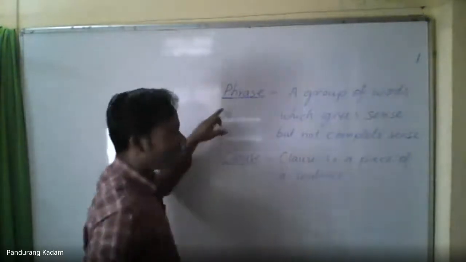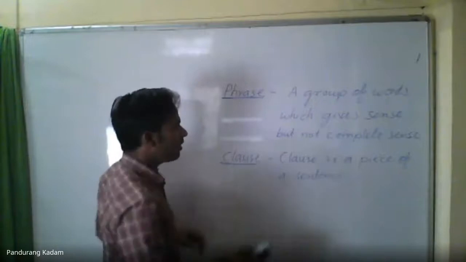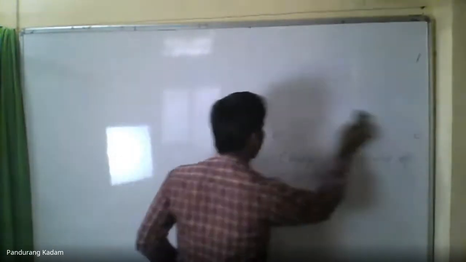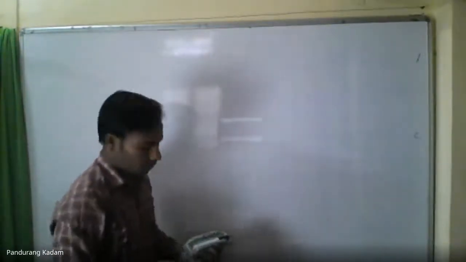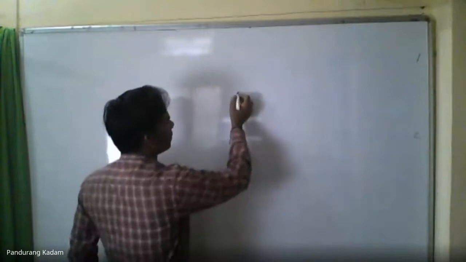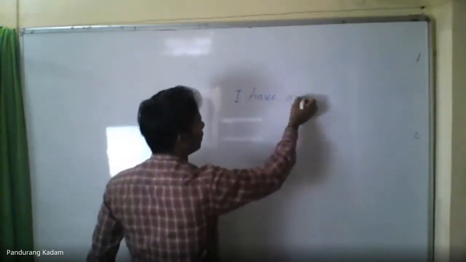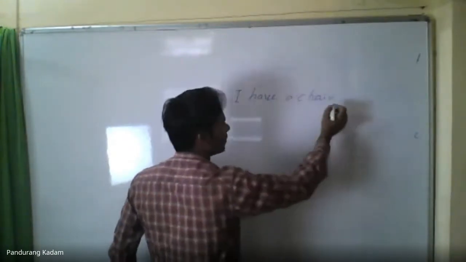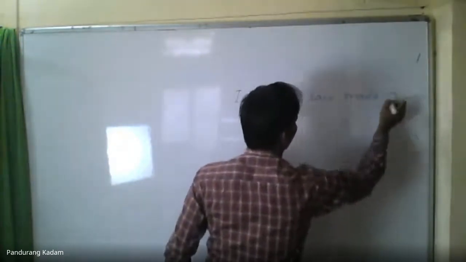Now you understood. I have given you the definitions of both phrase and clause. Now we'll see the example of phrase and clause. Take the sentence: I have a chain made of gold.